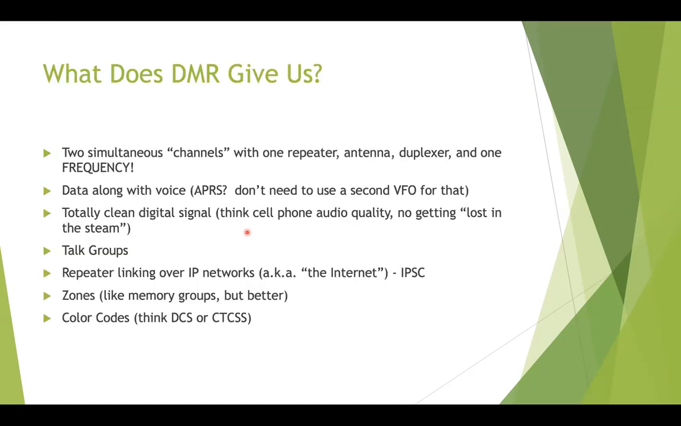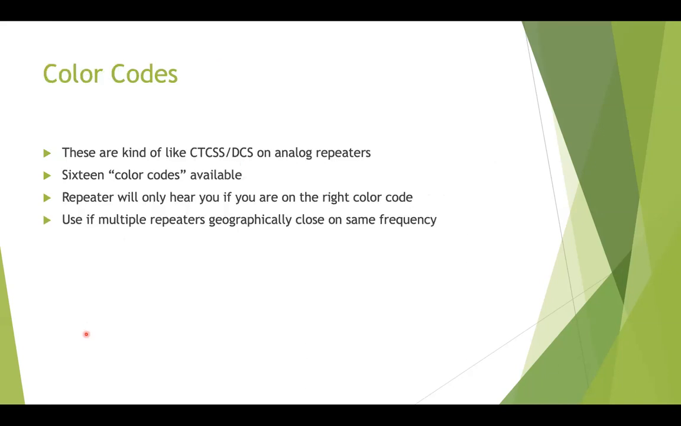So let's see. The next thing I have on the list is color codes. For color codes, think of those kind of like DCS or CTCSS subaudible tones on an analog repeater. There's 16 color codes available. The repeater will only hear you if you're using the right color code. I'm pretty sure all of the DMR repeaters here in Utah just use color code 1. But if you're in an area where you may have more dense collections of DMR repeaters, you may have things running on a different color code. They would be used similarly to how the CTCSS tones, the subaudible tones, are used on analog repeaters.